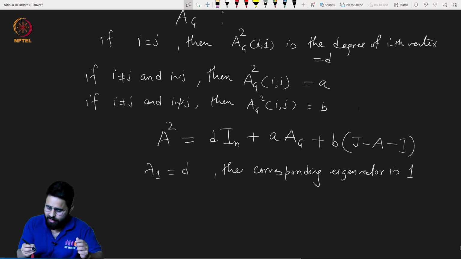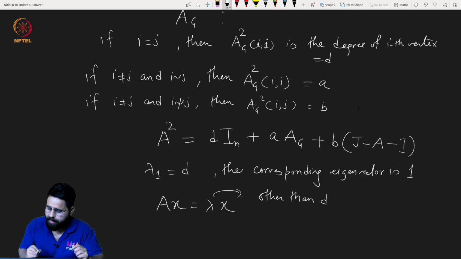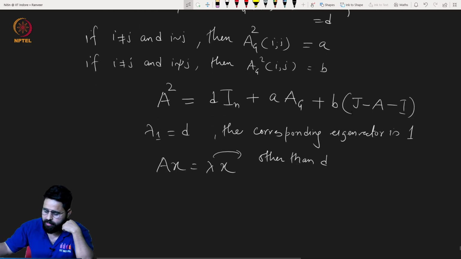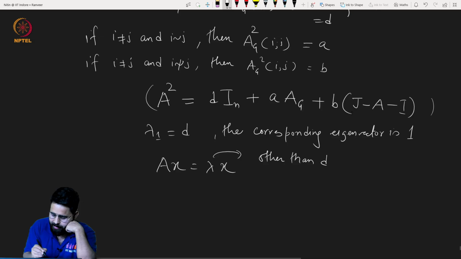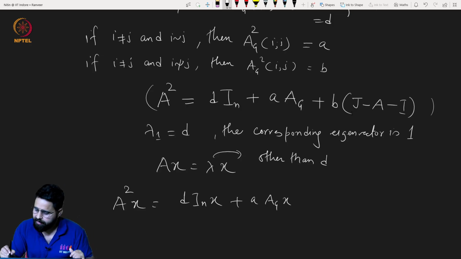Let lambda be some other eigenvalue. Suppose Ax is equal to lambda x, where lambda is other than d. Okay, so what will happen if you multiply by x everywhere? So this will be A square x equal to d times x plus a A x, and then this guy will be b times (J minus A minus identity) times x.